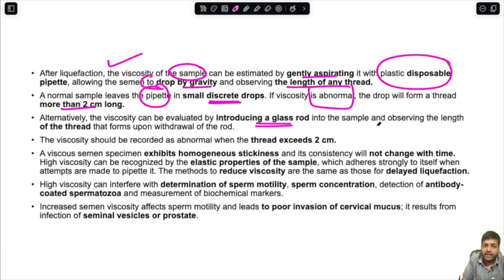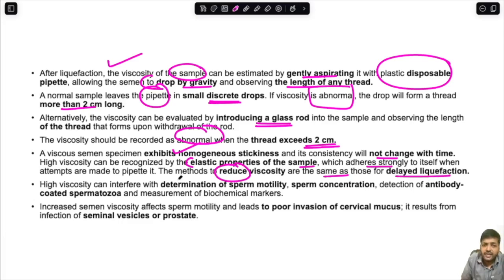Alternatively, viscosity can be evaluated by introducing a glass rod into the sample and observing the length of the thread that forms upon withdrawal of the rod. The viscosity should be recorded as abnormal when the thread exceeds 2 centimeters, as I already told you. A viscous semen specimen exhibits homogeneous stickiness and its consistency will not change with time. High viscosity can be recognized by elastic properties of the sample, which adheres strongly to itself when attempts are made to pipette it. The methods to reduce viscosity are the same as those for delayed liquefaction.